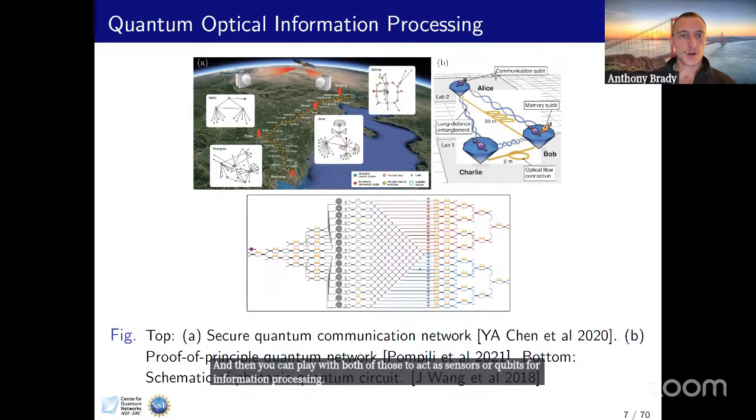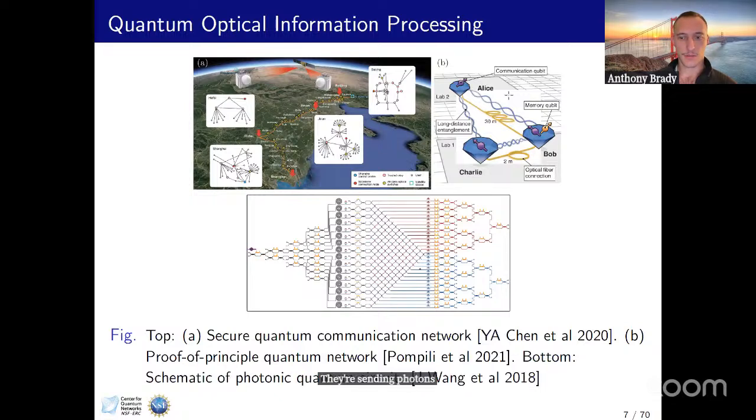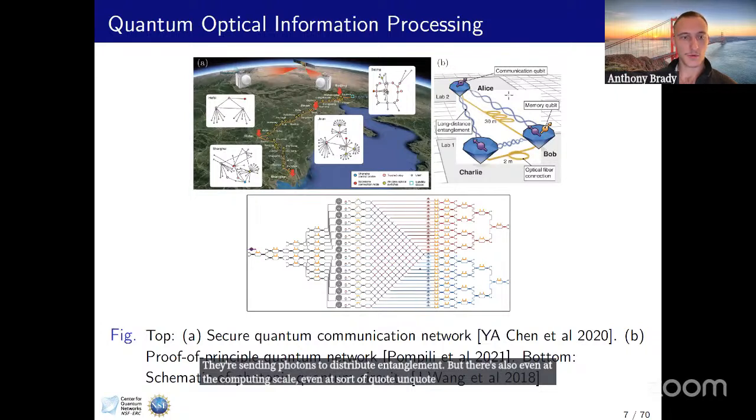Okay, so back to this. Quantum networking, how do you link these nodes in this network? The best option is by optics, by sending stuff over fibers, to maybe even couple NV centers like this top right figure, or even over large scale, like satellites aren't beaming electron beams, they're sending photons to distribute entanglement. But even at the computing scale, at sort of quote unquote small scale, people are trying to build photonic quantum computers, not just ones with transmon qubits or trapped ions. So this is like a linear optical circuit to play with the states of light. Okay, next question.